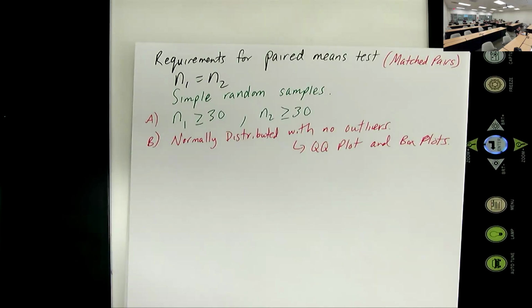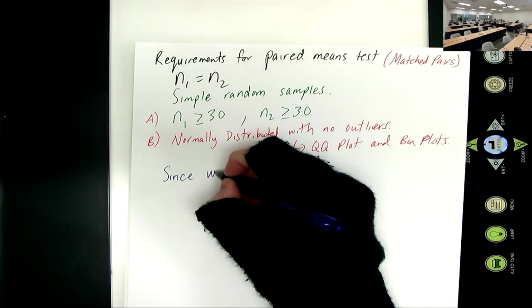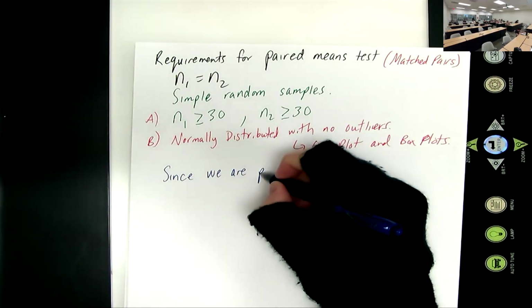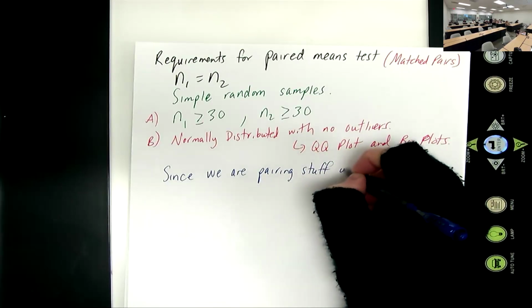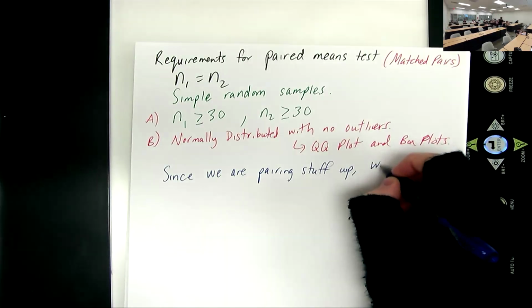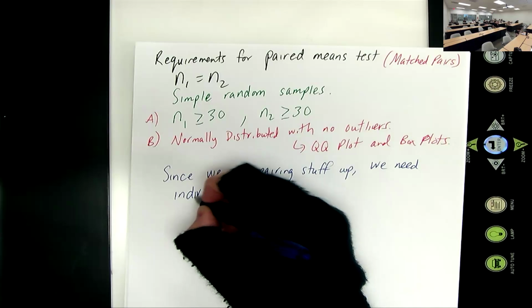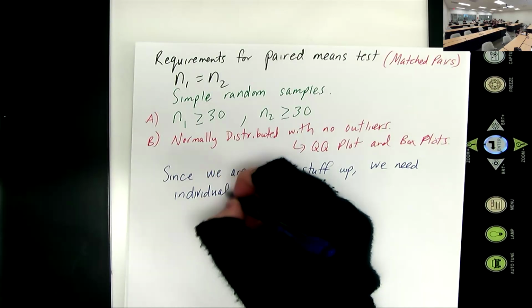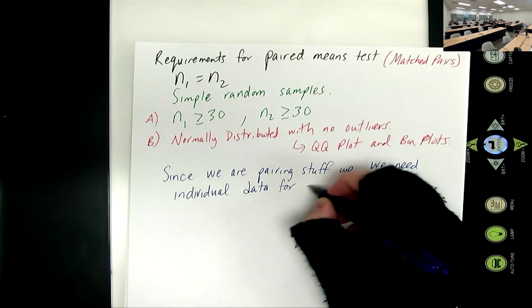Another thing that is required since we're pairing it up: you need individual data. No summary scores for each member.